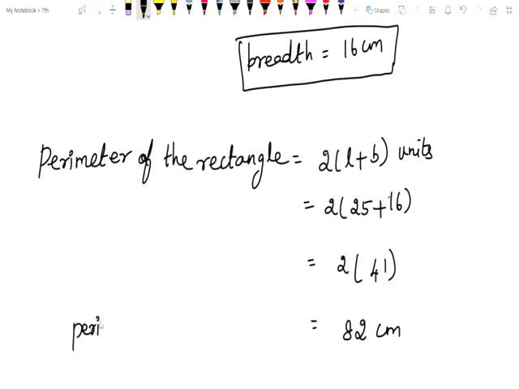So perimeter of the rectangle equal to 82 centimeter.